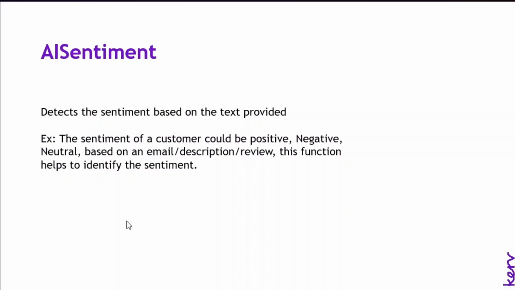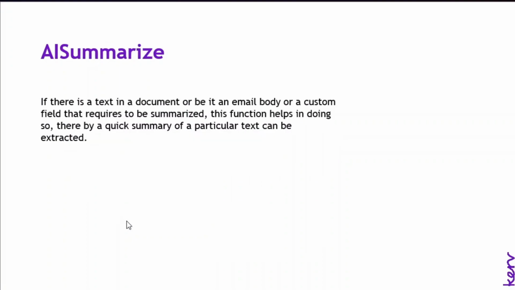The next one is the AI summarize function. If there is text in a document, be it an email body or a custom field, that requires summarizing, this function helps in doing so. Thereby a quick summary of particular text can be extracted.